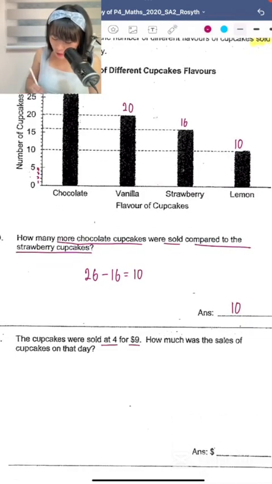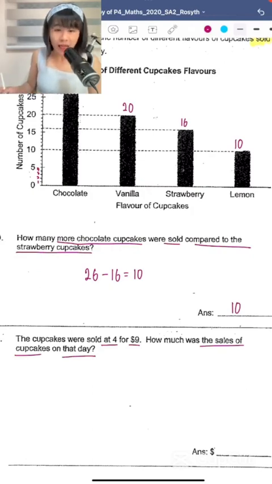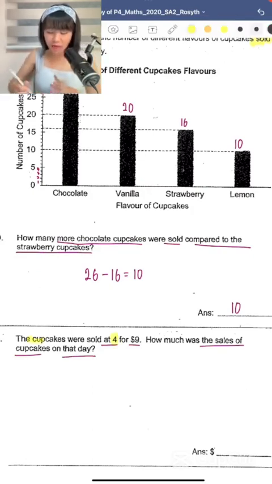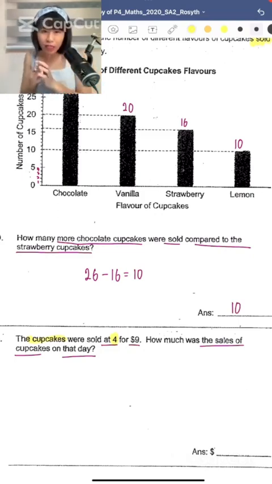How much was the sale of the cupcakes on that day? Now remember, when they say cupcakes are sold at $4, they never specify it must be chocolate cupcakes sold for $4 for $9, or vanilla cupcakes sold for $4 for $9. So when they say just cupcakes, it can be any cupcake. It can be chocolate combined with vanilla, vanilla combined with strawberry, and so on and so forth.